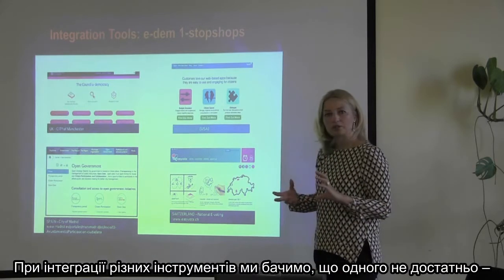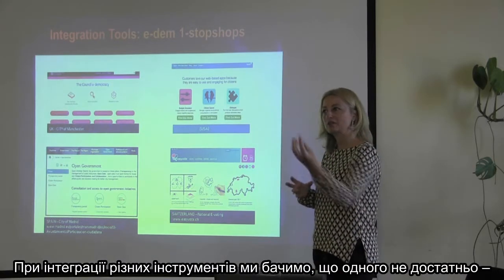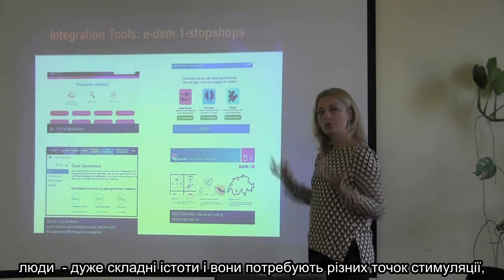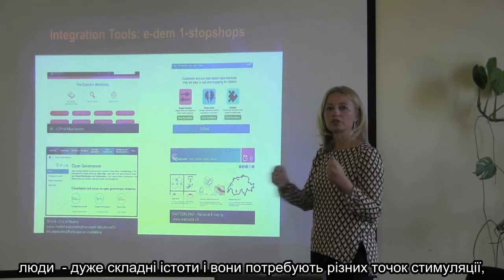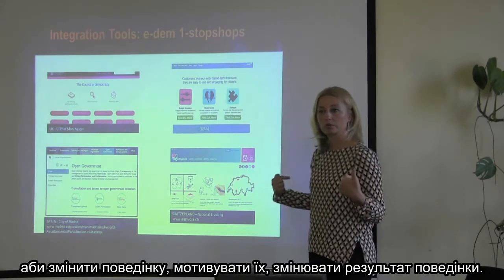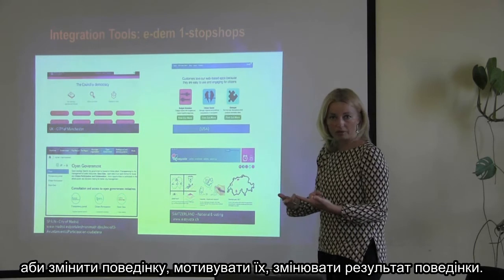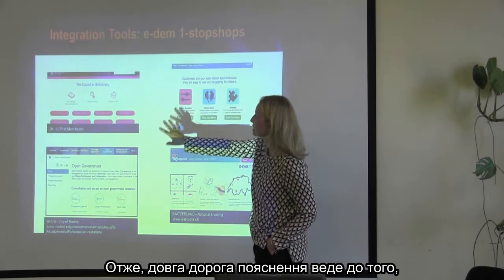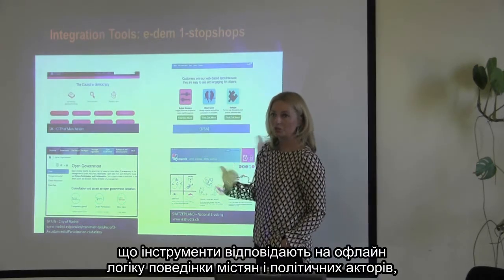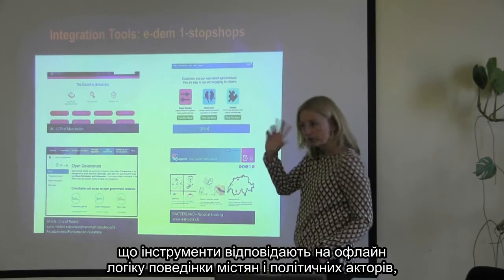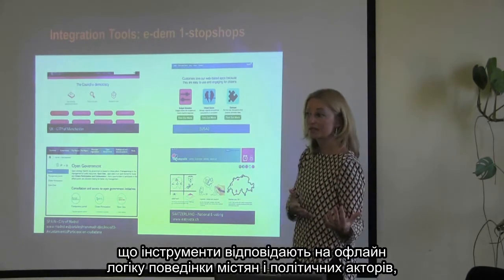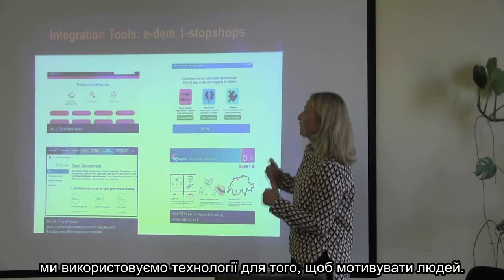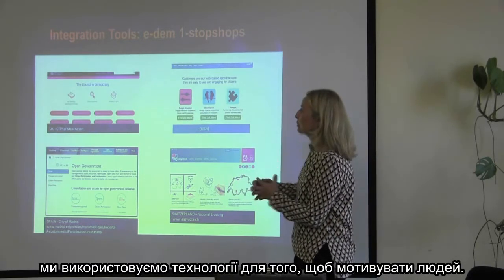And with the integration of the different tools, we see that actually having just one tool is not enough. Human beings are complex and they need different stimulation points to change behavior or to motivate them towards a behavioral outcome. So this is a long way to say that we see, again, the technology is responding to the offline psychological setup of citizens and political actors, where we're using technology to enhance behavior, to motivate people.